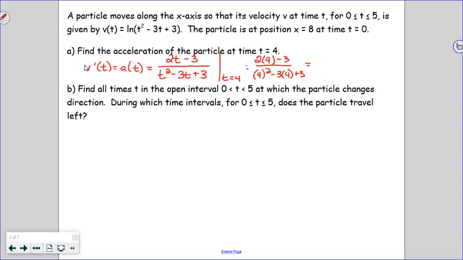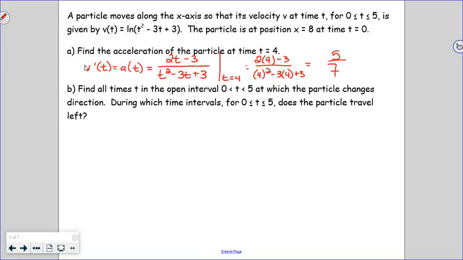Let's see, 2 times 4 is 8, minus 3 is 5. 16 minus 12 is 4, plus 3 is 7. Check my mental math. Yeah. Any questions on the first part? No label to be had because we're just talking about on our x-axis here.